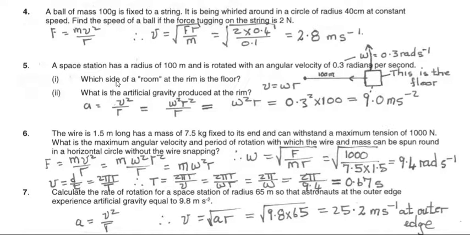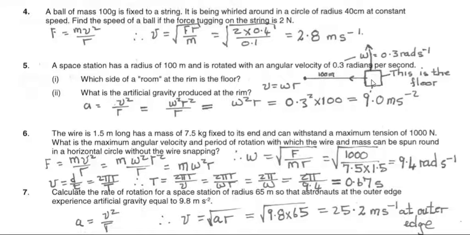Question 5. A space station has a radius of 100 metres and is rotated with an angular velocity of 0.3 radians per second. So this is the angular velocity, 0.3 radians per second. Which side of a room at the rim is the floor?